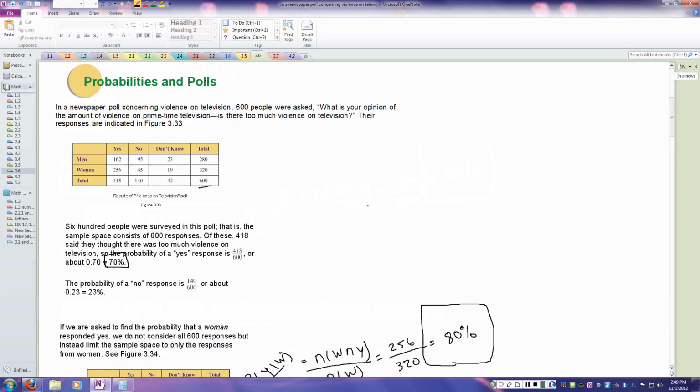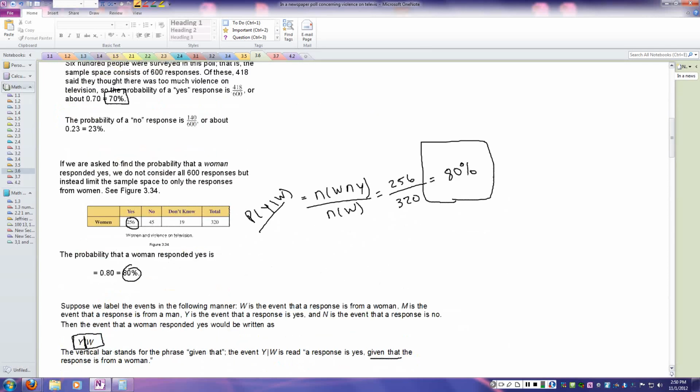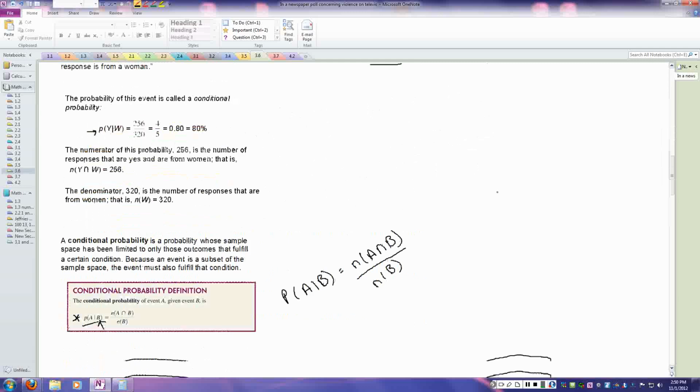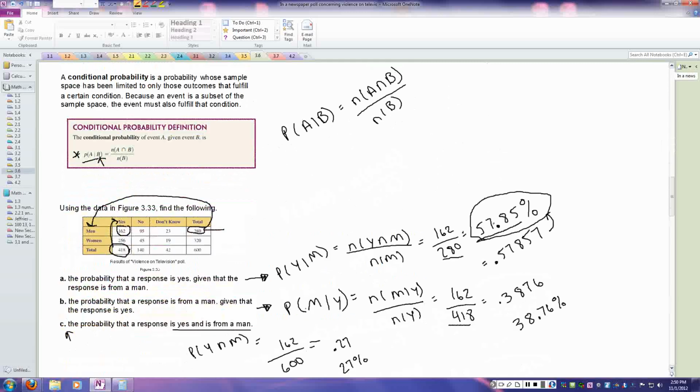So you have to be careful with statistics. If your sample space is skewed to maybe more women or more men, and you make a general conclusion, 70% of people say there's too much violence on television. You have to be careful because 80% of the women said the television was too violent, but only 57% of the men said violence on television was too violent.